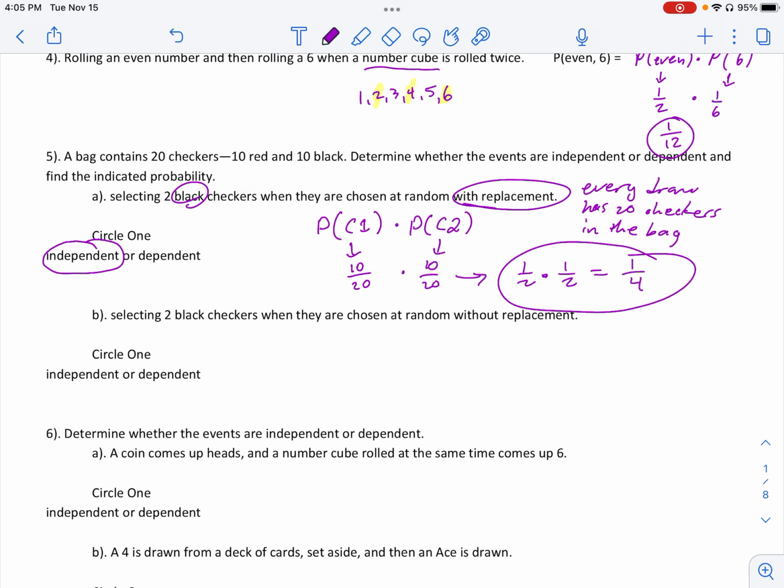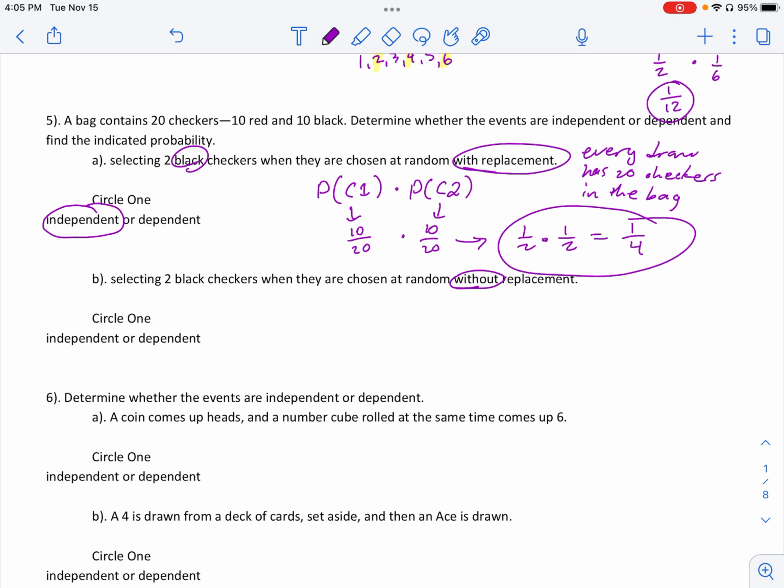B. The only difference on B is that now you are not replacing it, which makes it dependent. So the probability of checker number 1 is still 10 out of 20. But now the probability of checker number 2 has changed, because when I took out this first checker, I keep it. I don't put it back. So now instead of 10 black checkers, there's only 9 black checkers. And instead of 20 checkers total, there's 1 less. There's 19. So both the numerator and the denominator count down by 1.